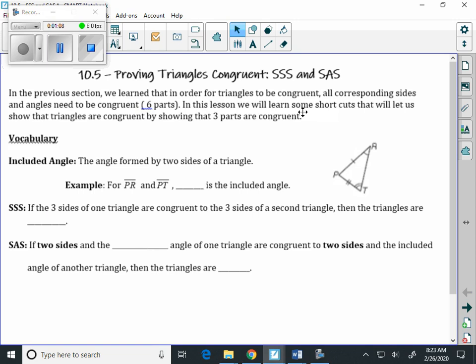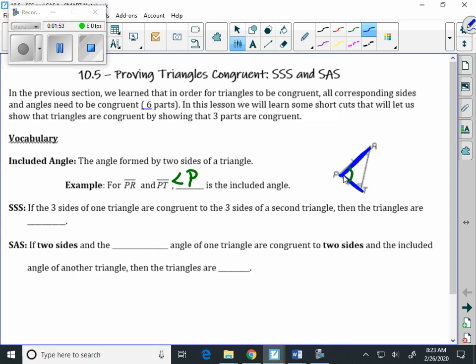But we have to look at a little bit of vocab before we get into the actual issue of this. The first one is included angle. It's the angle formed by 2 sides of a triangle. So if we look at this picture over here to the right, for side PR and side PT, the included angle is this angle right here, which is angle P. So that forms the angle. Highlighters or colored pencils might be helpful just to mark things up, because marking the triangles up is really important. So there's the included angle.